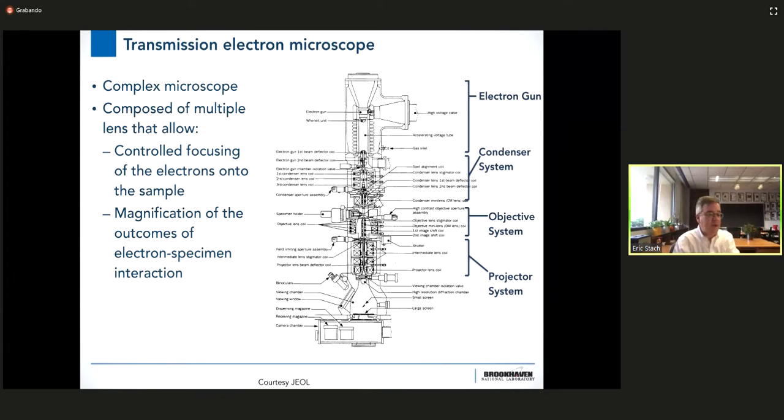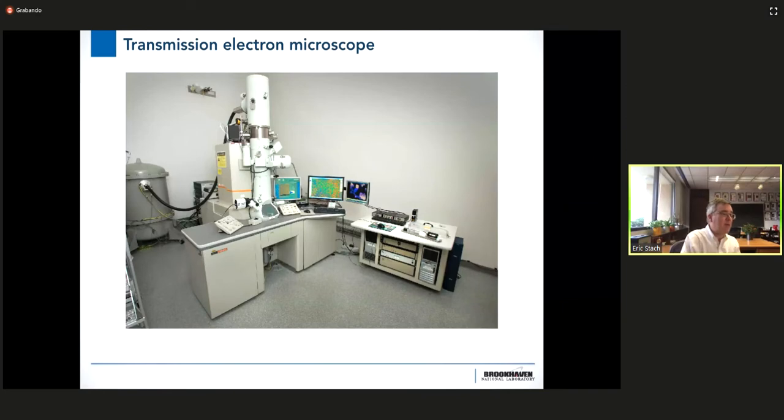This is an old cross-section here, one of the better ones from a machine that's almost 30 years old. And you can see even in this old, relatively simple machine, there's lots of lenses and a lot's going on. The microscope is, as a result of all of this, not a small entity. Here's an example of a 200,000 volt machine that's existent at the CFN at Brookhaven, a JEOL 2100F. So again, you see at the top, the electron gun. You see the condenser system, which is the little shiny part there, passing down into a series of lenses.